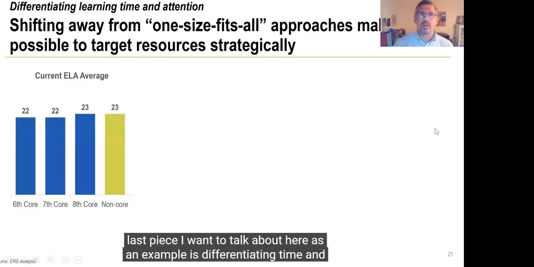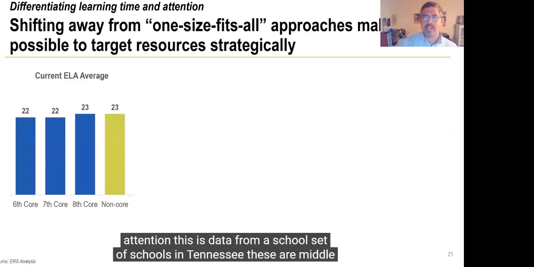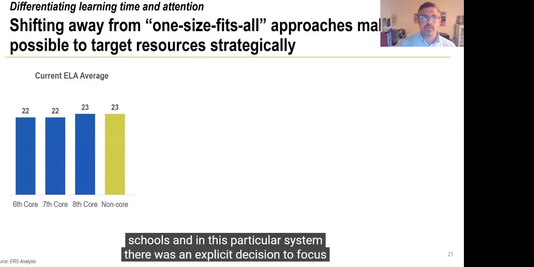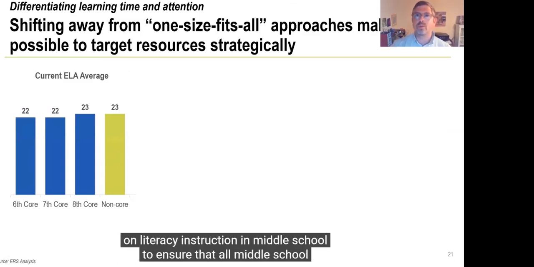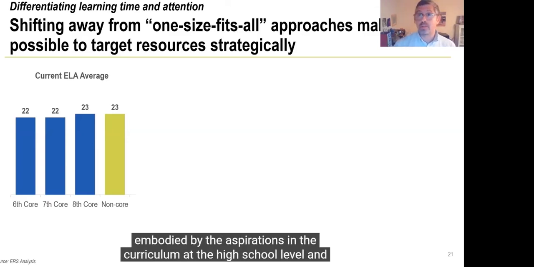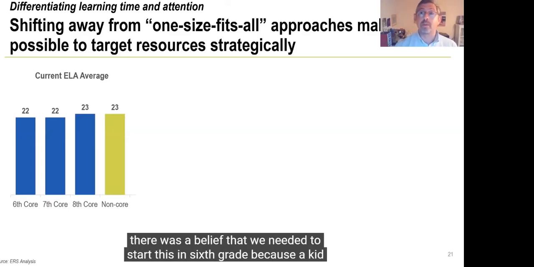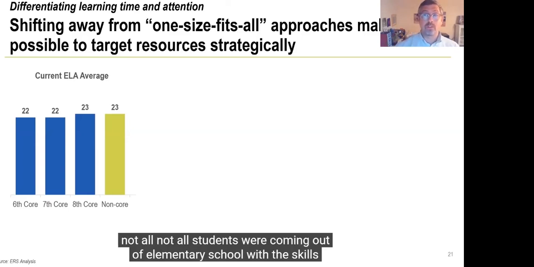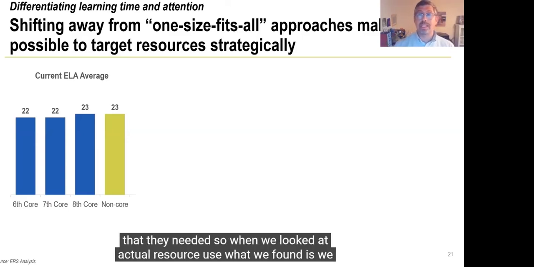Last piece I want to talk about here as an example is differentiating time and attention. This is data from a set of schools in Tennessee. These are middle schools. And in this particular system, there was an explicit decision to focus on literacy instruction in middle school to ensure that all middle school students reach high school ready to engage in higher order learning that was embodied by the aspirations in the curriculum at the high school level. And there was a belief that we needed to start this in 6th grade, because not all students were coming out of elementary school with the skills that they needed.